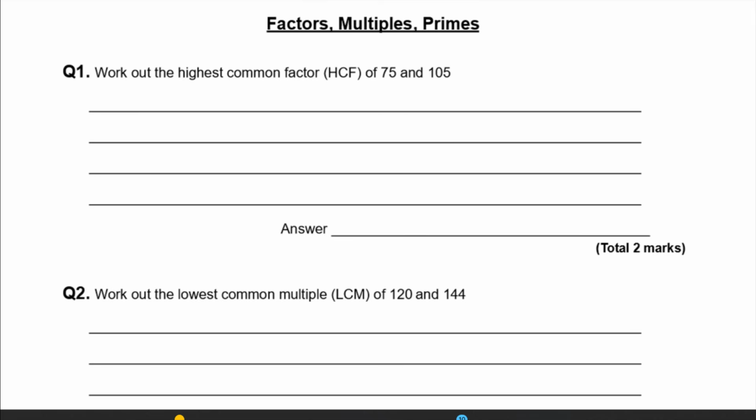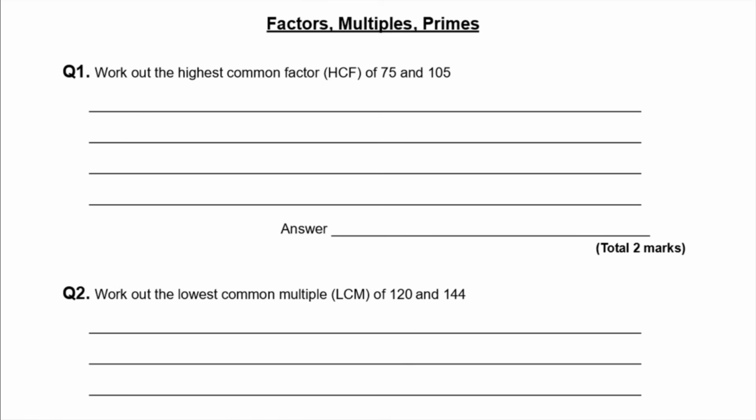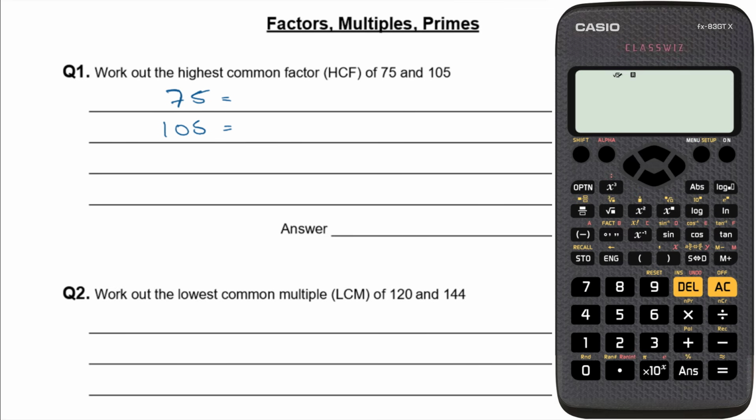Okay. So alternative method is to use prime factors. So I can rewrite 75 as a product of its primes. Now again, if you've got the Casio calculator, there's a handy function on here for finding prime factors. So I'm going to just type in 75 equals and then press shift and then the fact key. And you see it writes it as 3 times 5 squared. I'm just going to write that as 3 times 5 times 5. And then the other one, 105 equals, and then shift fact. That tells me it's 3 times 5 times 7.